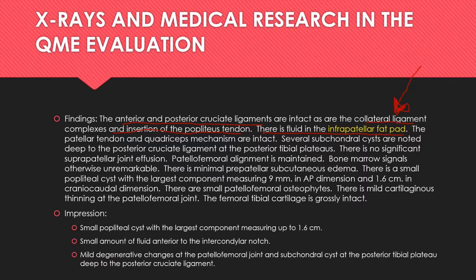So the impressions are a small popliteal cyst, a small amount of fluid anterior to the intercondylar notch, and mild degenerative changes at the patellofemoral joint and subchondral cyst at the posterior tibial plateau, deep to the posterior cruciate ligament. So these findings describe some early degenerative changes and also some painful conditions, not otherwise unexpected in a 55-year-old female.